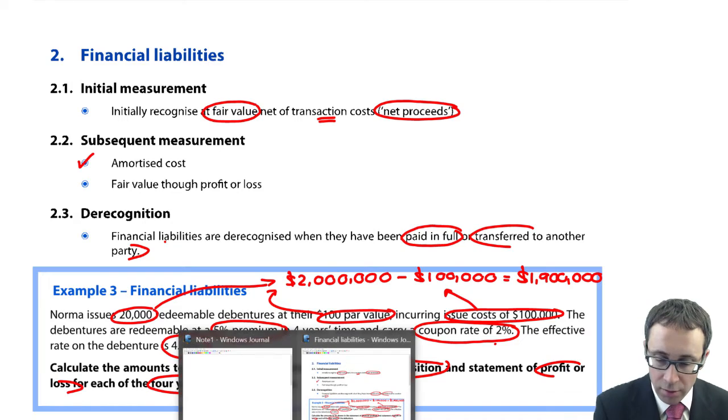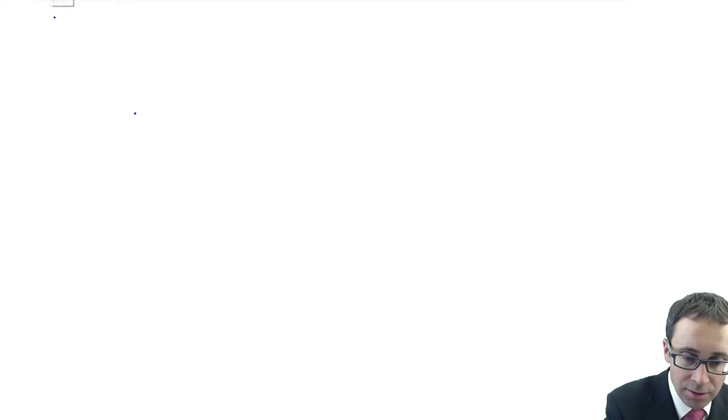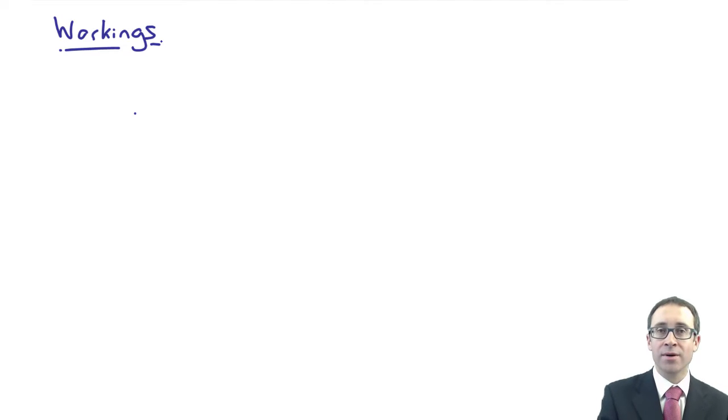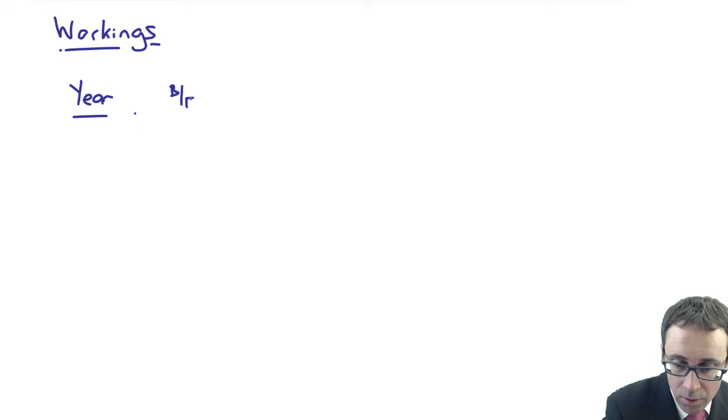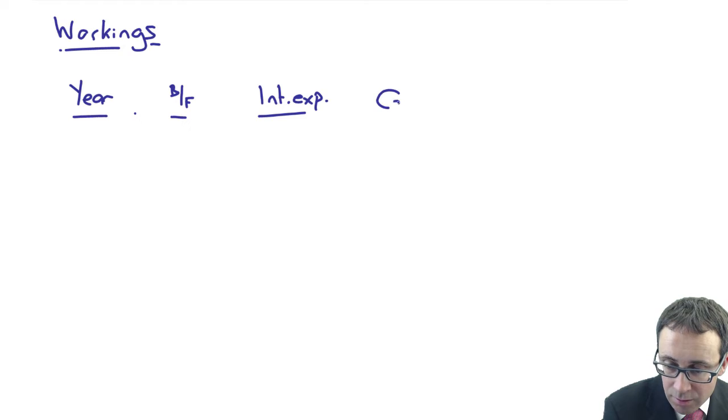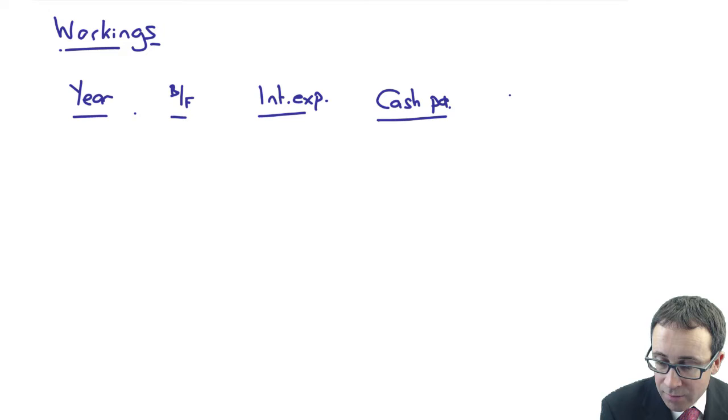Okay. What we need to do is plug that into our calculations and our workings to work out what happens each year. So what we've got there, we're going to look at the year. We're going to look at the brought forward. We're going to look at the interest expense. We will look at the cash paid to then give us our carry forward figure.